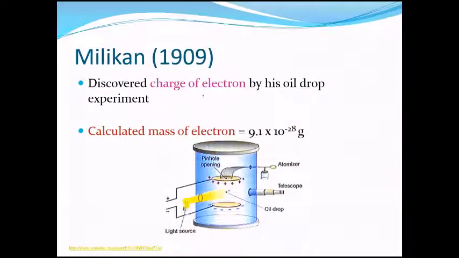Millikan, although he wasn't really discovering the actual model, did discover the charge of the electron through his oil drop experiment. And if you have time, you can take a look at the experiment here. I put a link. It's a really good short video, and if you really like physics and electric fields, you'll think it's really cool. But from finding the charge of the electron, he was able to calculate the mass of the electron, which is very, very small, 10 to the negative 28 grams, small number.